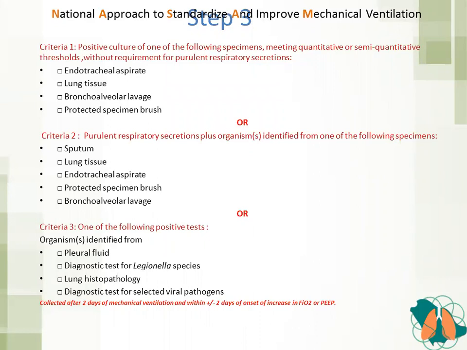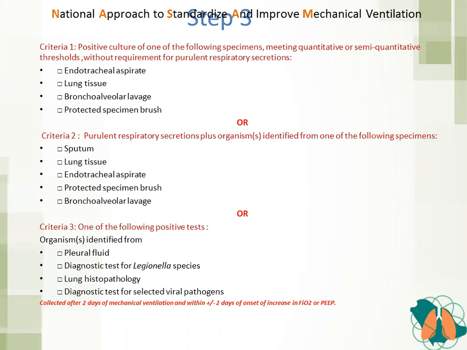Samples taken from endotracheal aspirate, lung tissue, bronchial alveolar lavage, protected specimen brush. Or criteria 2: prolonged respiratory secretion plus organisms identified from one of the following specimens: sputum, lung tissue, endotracheal aspirate, protected specimen brush, or bronchial alveolar lavage. The third criteria is organism identified from pleural fluid, diagnostic test for Legionella species, lung histopathology, diagnostic test for selected viral pathogen.